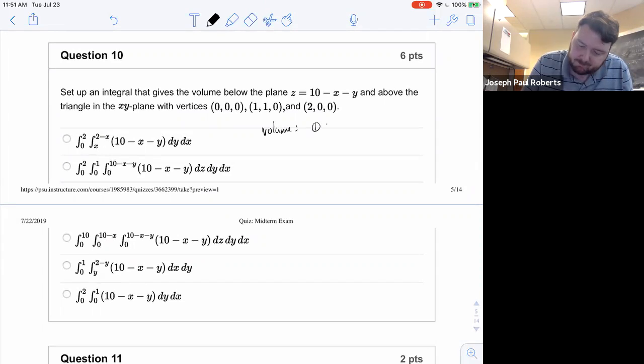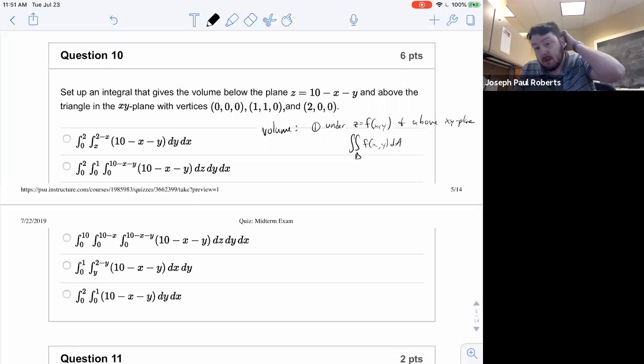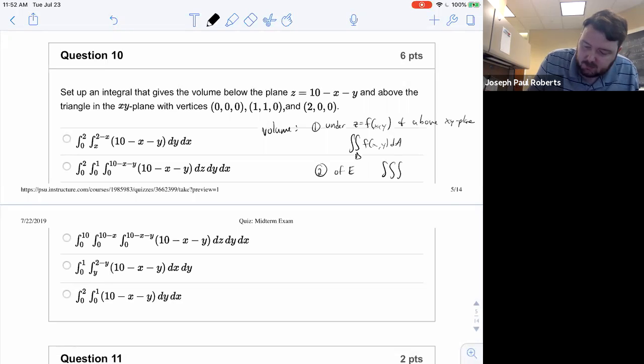So volume under z equals f of x, y and above the xy plane is a double integral. That was our first interpretation of double integral, and it was analogous to the Calc 1 interpretation of a regular integral as the area under a curve. Double integral is volume under a surface. The other way you could do a volume is by integrating the boring constant function 1.